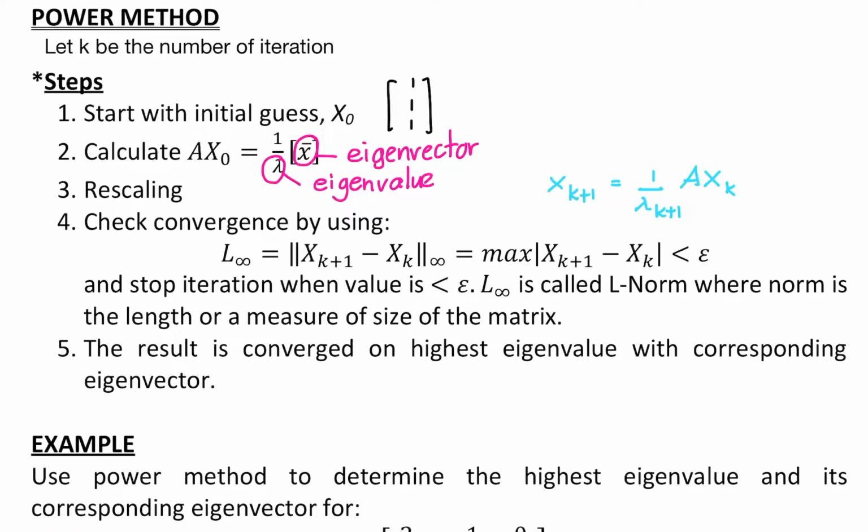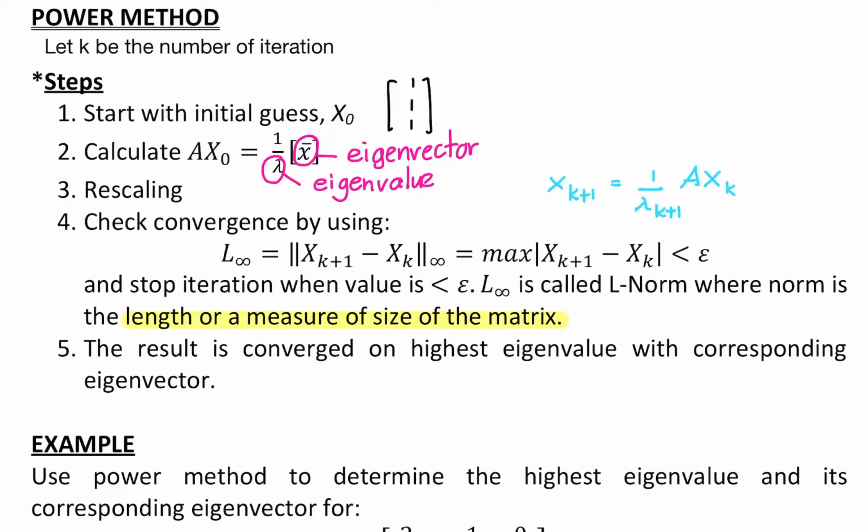Now, in all numerical methods, we must check the convergence. In this case, we use L infinity. L infinity is called the L norm, which is the length or measure or size of the matrix. There's a formula there. L infinity equals the norm of xk plus 1 take away xk. This means you have to take away the vectors.